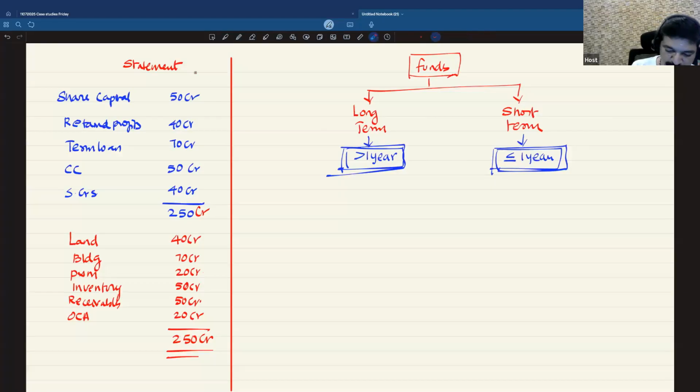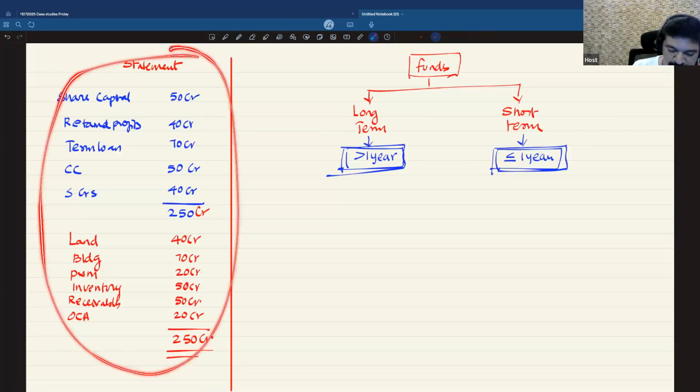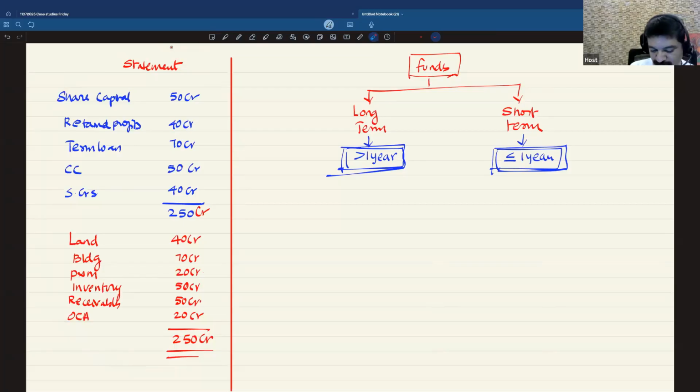Now, this statement is in a very blunt format. It is not facilitating any analysis. So to facilitate analysis, we have to classify the sources of funds as long-term and short-term. Whoever attended today's morning session will be able to answer this very easily.